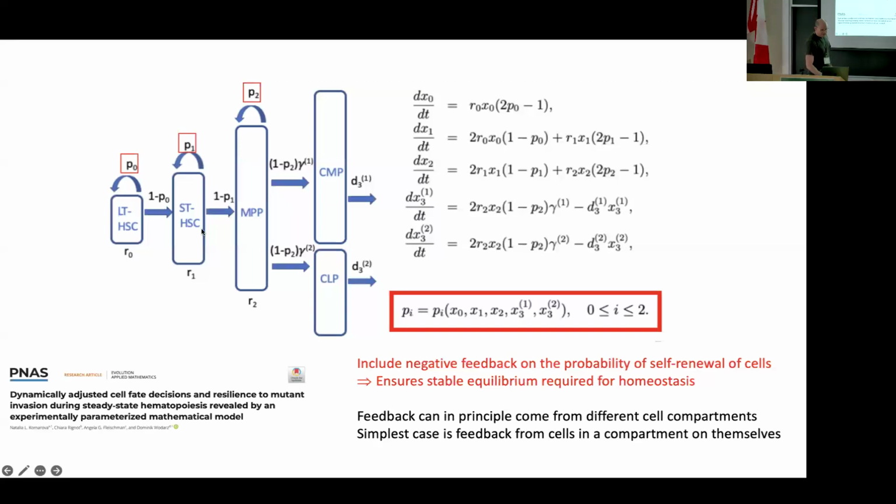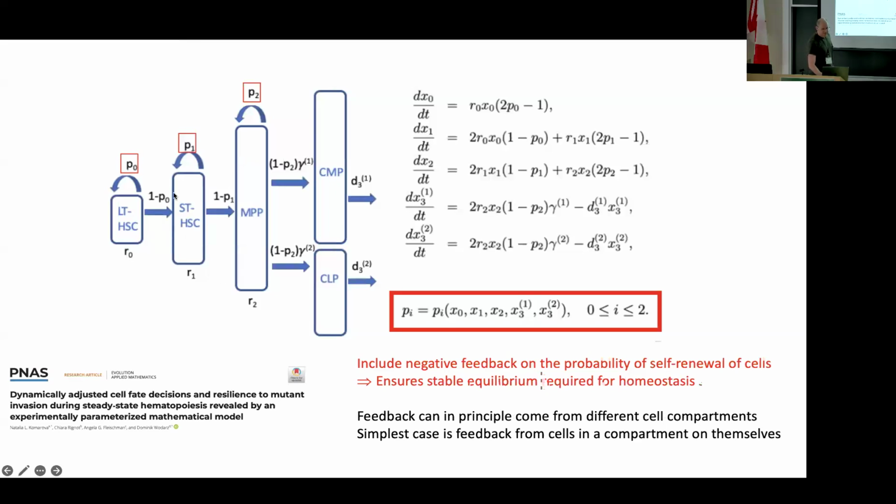Then these differentiate to give rise to the short-term stem cells, which are a little bit further down. Then you get the multipotent progenitors, and then you get common myeloid and common lymphoid progenitors. We'll assume that these are the last parts in the differentiation hierarchy because we don't have any more data. This can be either death, this arrow out here, or differentiation to further downstream compartments. So it's basically the same kind of model that I showed you before, but in more detail. We have more compartments in here.